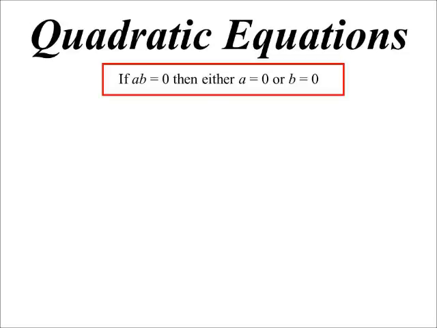Multiply something by 0, you get 0. In fact, not only two things, if it was 3 things, 4 things, 5 things, it's still true. One of those things must be 0. And that's how we solve quadratics. We try and factorize it.